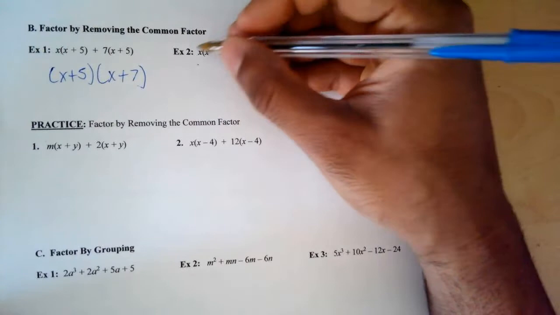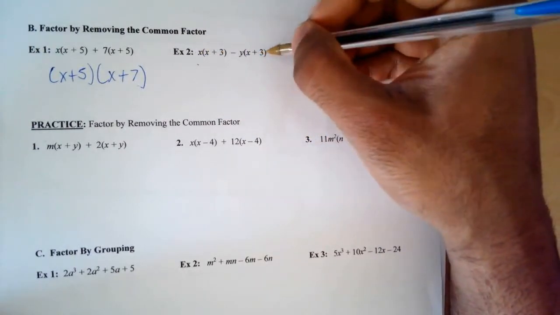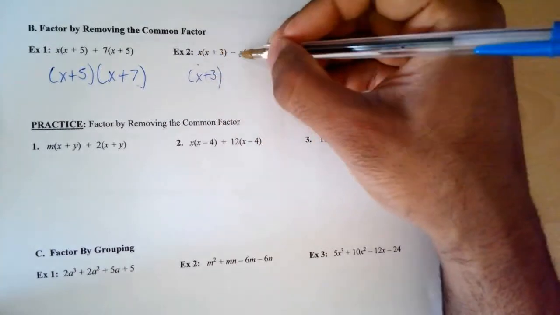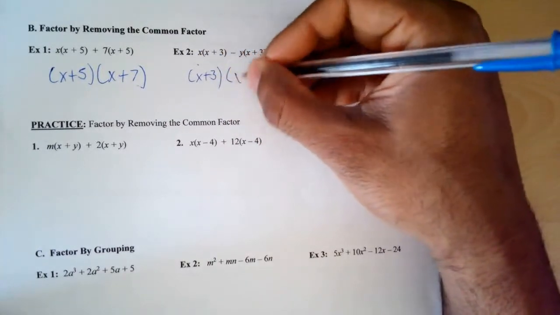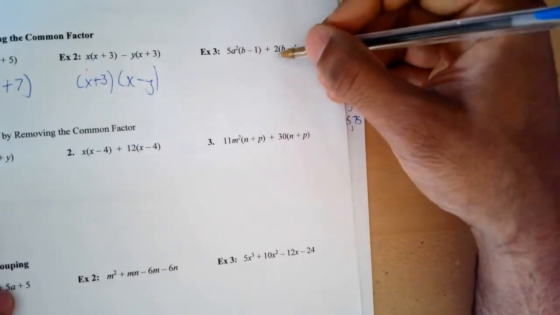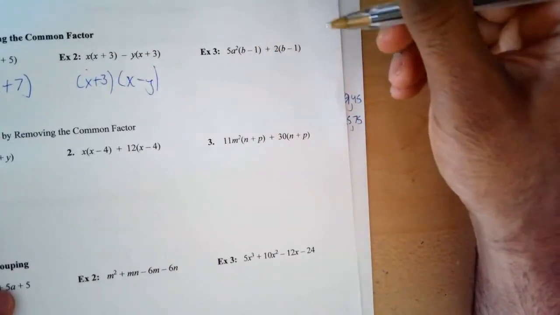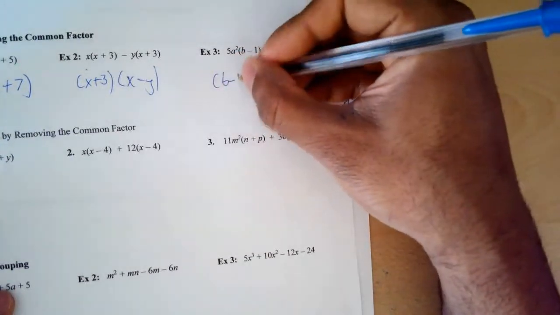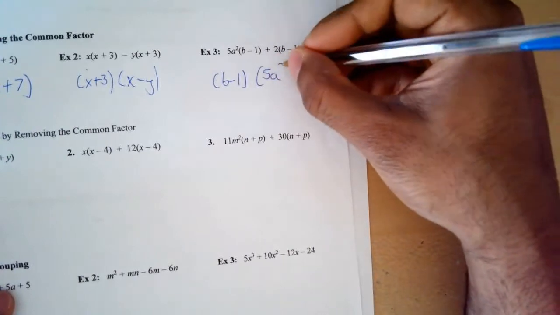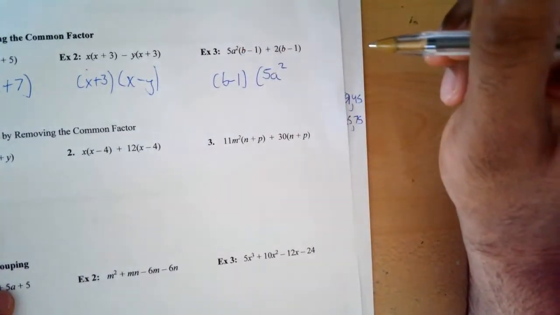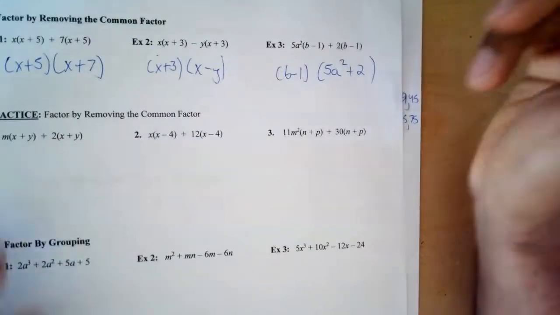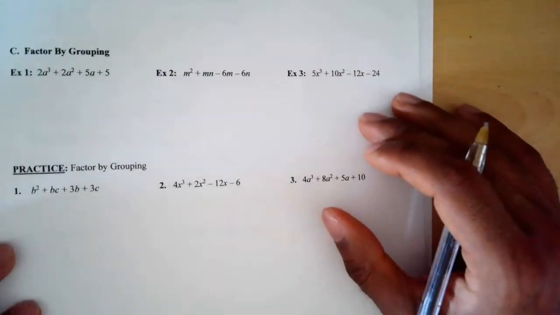So let's try this again. So x plus 3, both common factors. You can take that out. And then the terms on the outside, you can put in a separate bracket. So x, negative y. And lastly, we have b minus 1 obviously is a common factor here. So take b minus 1 out. And the outside numbers here, and then plus 2 over here. Okay, that's it. Last little bit at the bottom here.